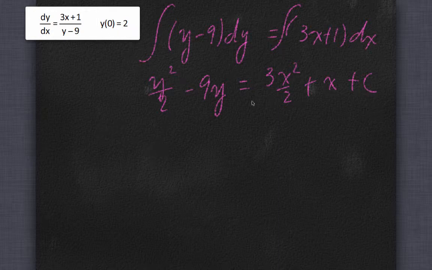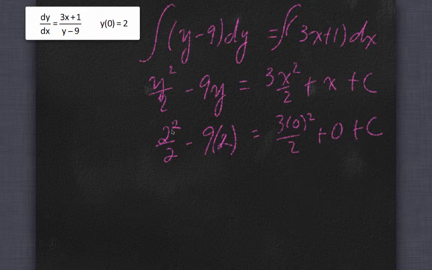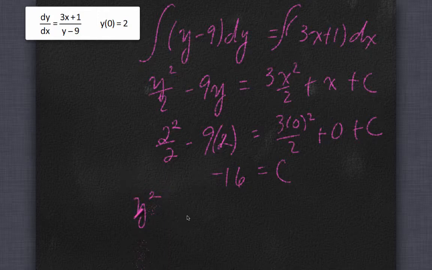So y is 2 when x is 0. Sorry, I got distracted there for a second. So over here we have 2 minus 18, so minus 16 is c. So y squared over 2 minus 9y equals 3 halves x squared plus x minus 16.